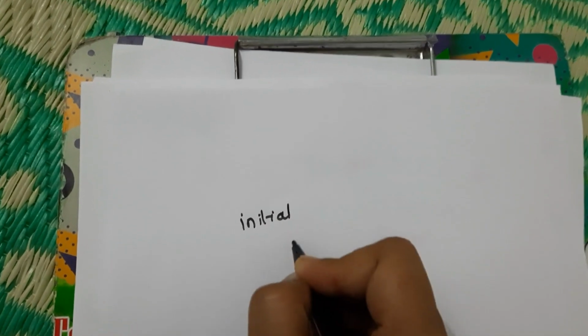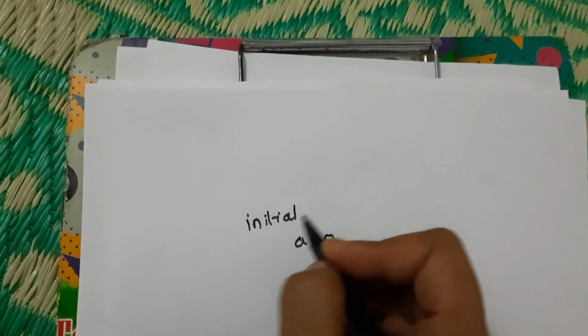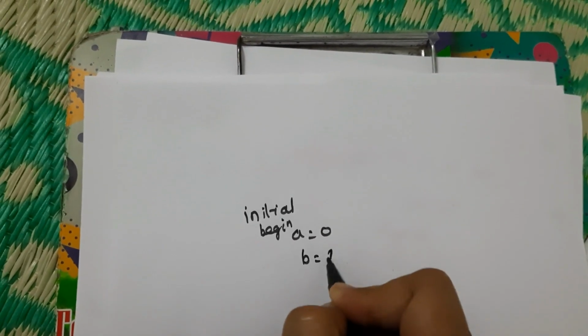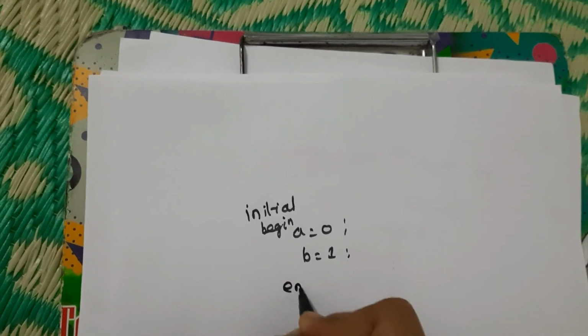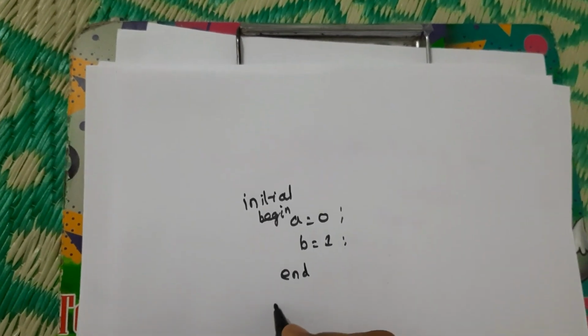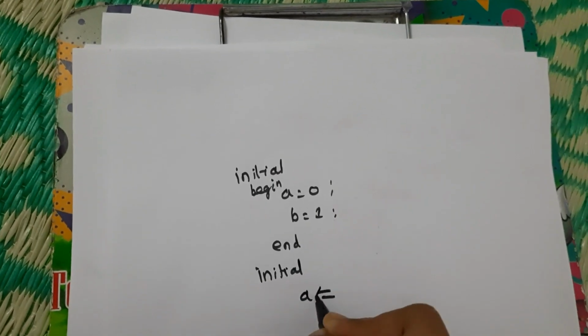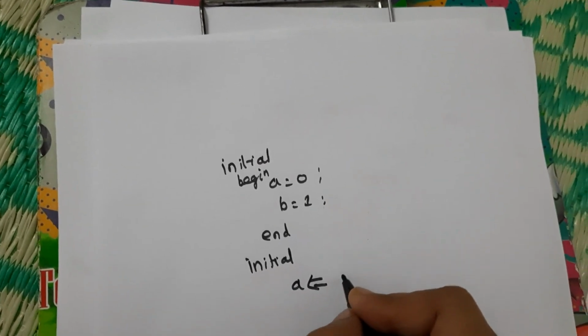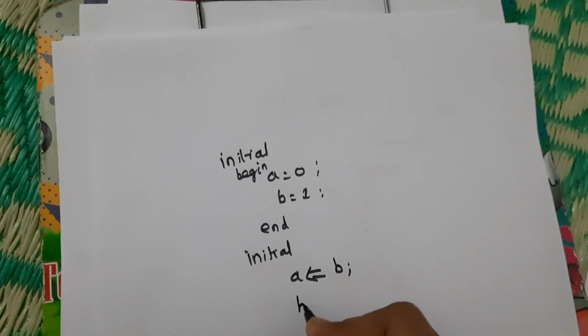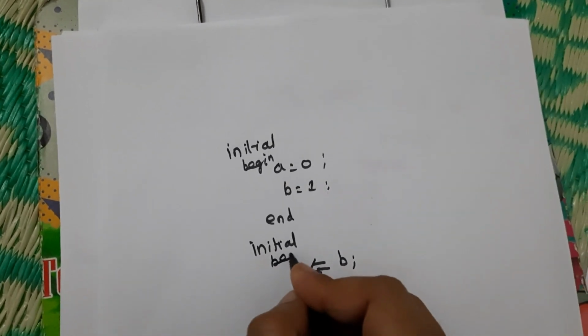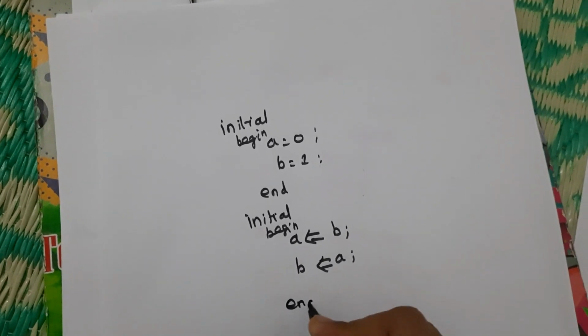So first, initial begin, A is equal to 0, B is equal to 1, and now end this initial block. Again give initial begin, A non-blocking assignment equal to B, and B non-blocking assignment A, and here also begin, end.